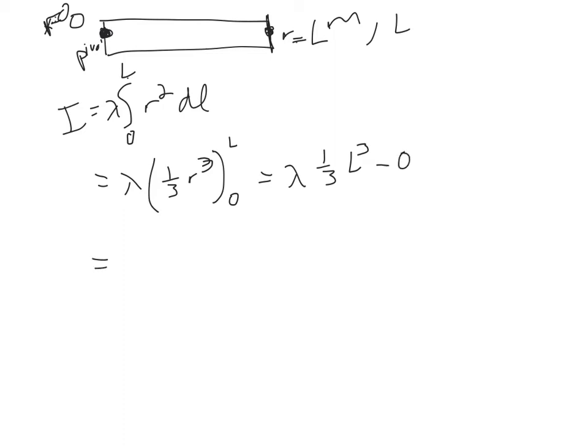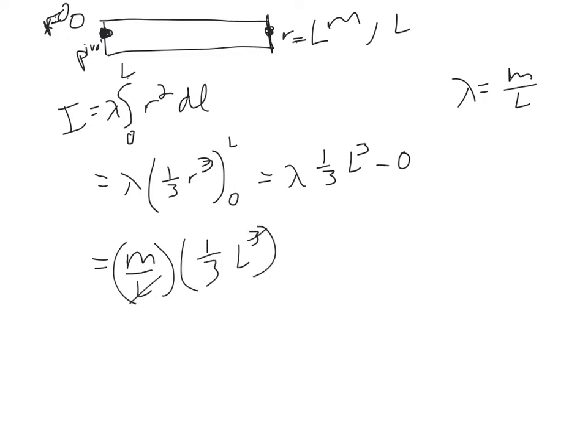But I don't want this lambda here, I want to replace that. Remember, lambda equals m over L. Plug that into the equation, and I end up getting m over L times the 1/3 L cubed. L crosses out with one of those, and we end up getting 1/3 ml squared, which is exactly what we got before, the rotational inertia of a rod about one of its ends.